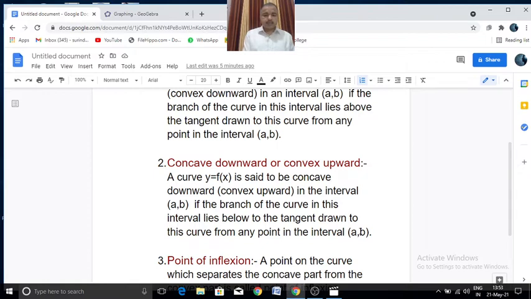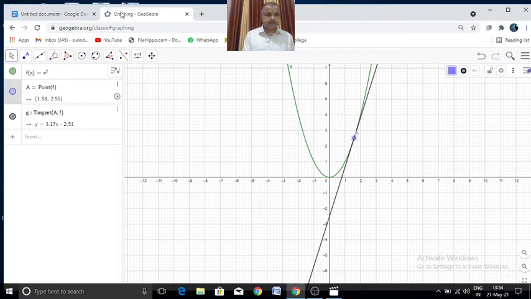Again, if we take an arbitrary point, say capital A, between a and b and draw a tangent to the curve y equal to f(x), then the branch of the curve in this interval (a, b) must lie below that tangent. In the case of concave upward, it was above. In this case, the branch is below. Again, we shall take an example geometrically.